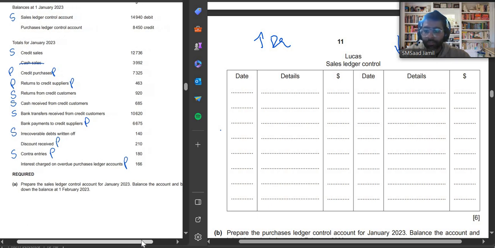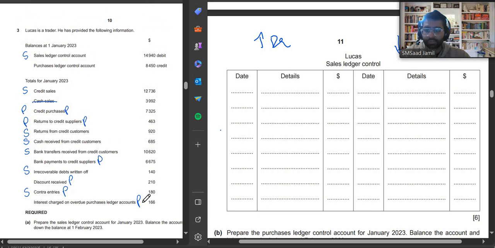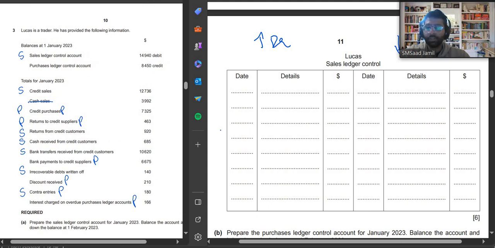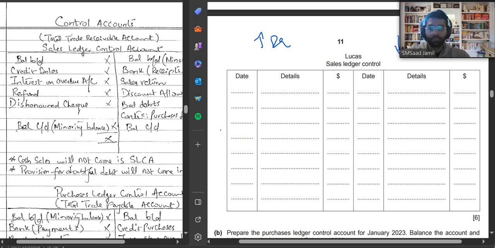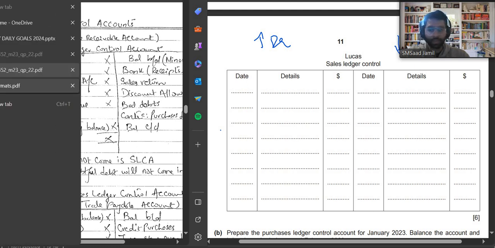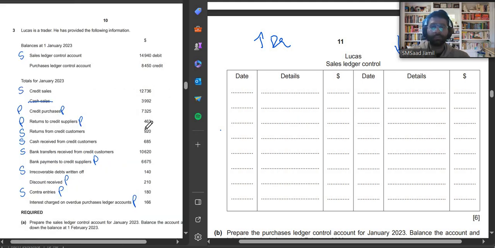So now prepare the sales ledger control account balances and bring down the balances. Okay, so look, the formula is already over here. I will not be using the formula because the formula is very simple. For example, it says credit sales, so I'll write credit sales over there. Bank receipts, I'll write bank receipts over here. I will solve this logically. But if you guys want the formula, you guys can mention it in the comments below. I will send the formula to you guys.